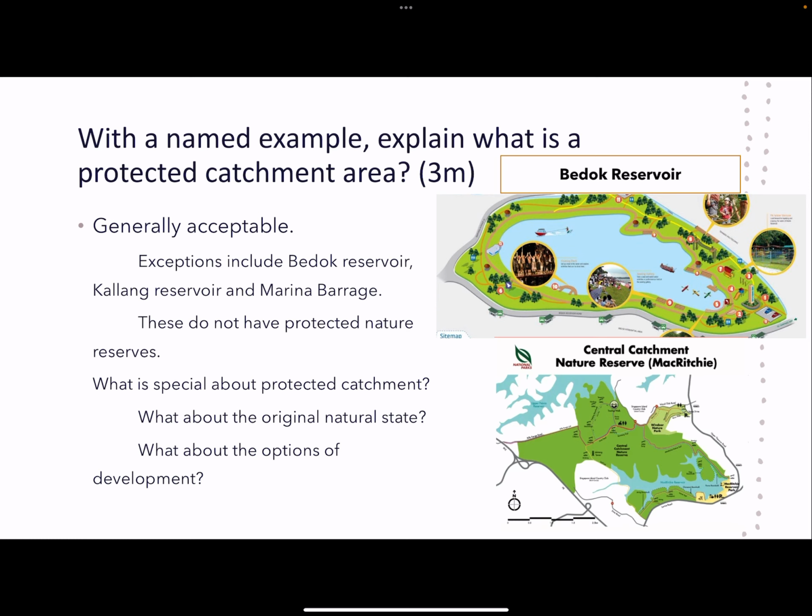Second part of the question, of course, is what is special about protected catchment? What are you supposed to do, or what are you allowed to do with catchment? What are the options, or are there any options for development in a protected catchment area at all? So if you're able to cover these two ideas about a protected catchment area, and able to give us one of the main catchment areas that's around, be it Lower Pierce, Upper Pierce, MacRitchie, Seletar, any one of those reservoirs within the central catchment area, you would have secured your 3 marks.